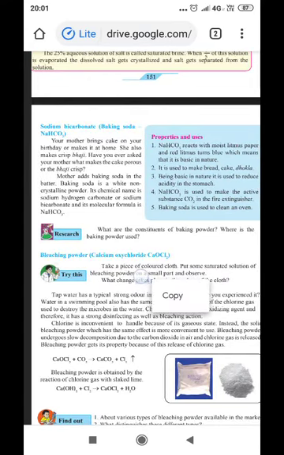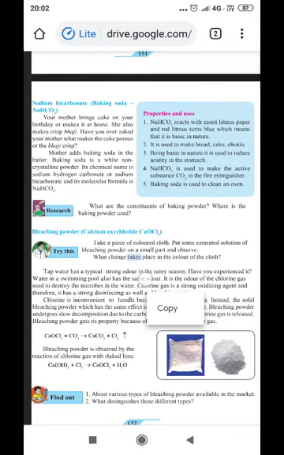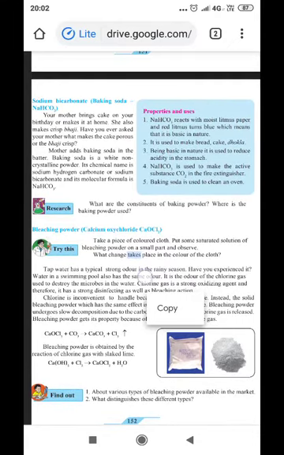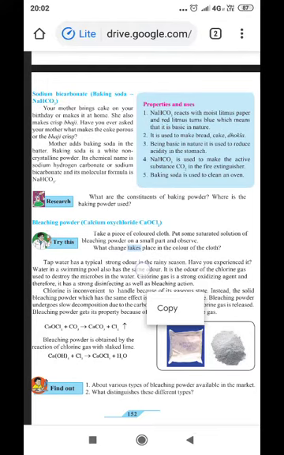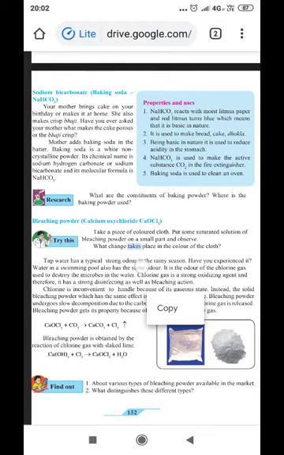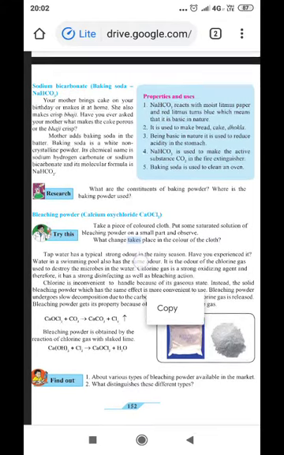Properties and uses. Sodium bicarbonate reacts with moist litmus paper, and red litmus paper turns blue, which means that it is basic in nature. It is also used to make bread, cake, dhokla. Being basic in nature, it is used to reduce acidity in the stomach. Sodium bicarbonate is used to produce carbon dioxide in the fire extinguisher. Baking soda is used to clean an oven.